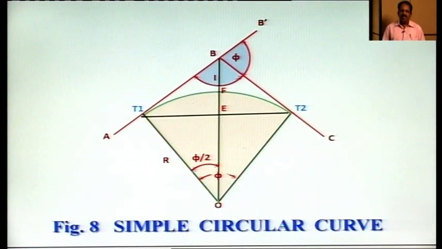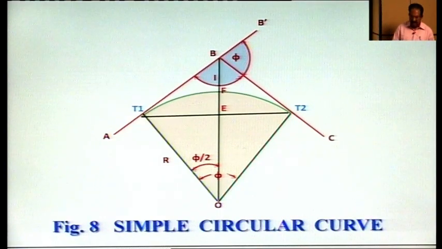Then, the figure is showing on your screen. This is a diagram of a simple circular curve. We have just studied various types of curves, and this is the first one, the simple circular curve. You can see various parts of the curve on your screen. So, we find what the various parts of a curve are.